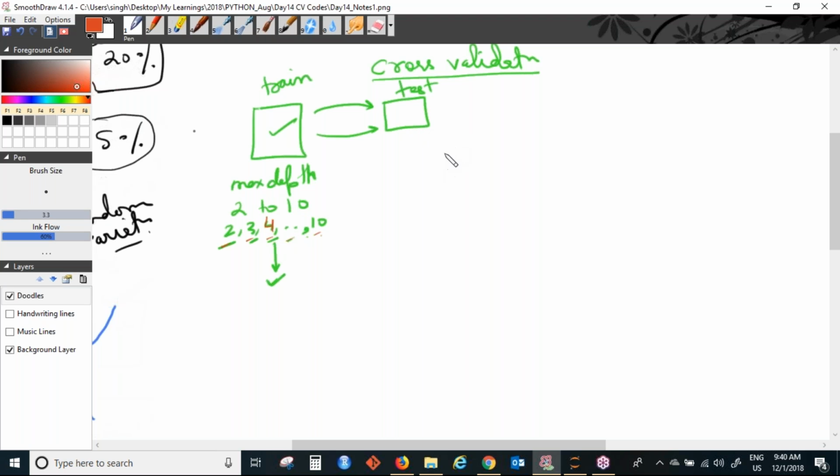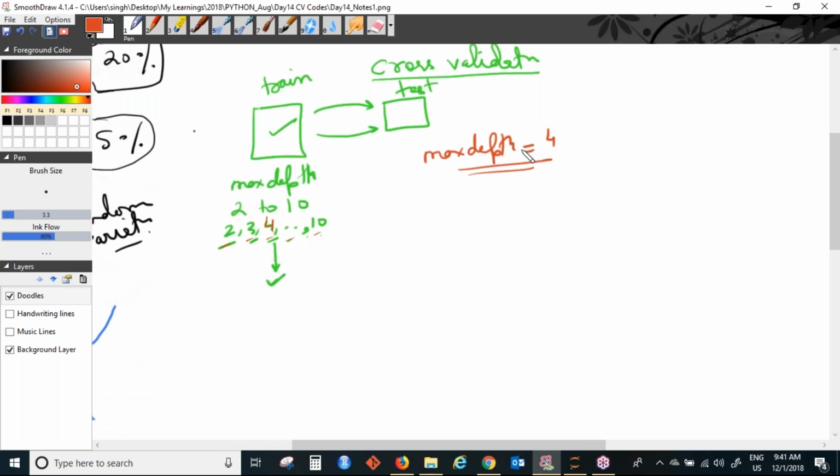So what will you do? You will freeze the value. You will finalize the value that max depth is equal to 4. So this will be your final model, which will have max depth equal to 4. Okay, so this is the process that we usually follow, but this is wrong.